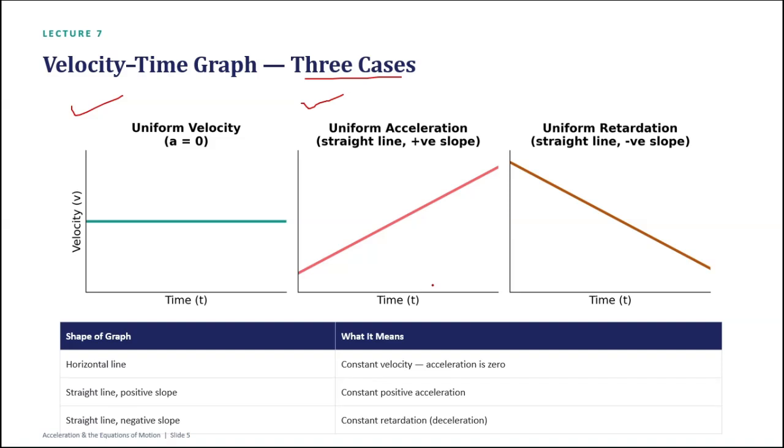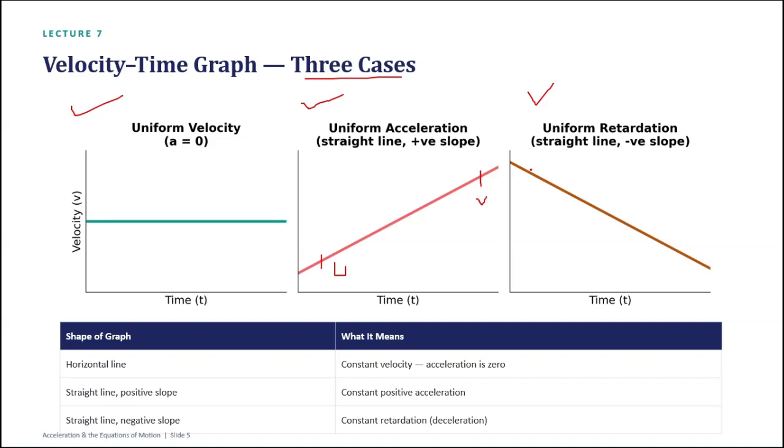Now in the second case, we have time on the horizontal axis and velocity on the vertical axis. As time goes on, the velocity is increasing linearly in a straight line. Increasing velocity in a straight line with a positive slope tells us that the object is accelerating. This is an example of uniform acceleration. Why? Because this is the final velocity v, and this is the initial velocity u. So v is greater than u, and this is positive acceleration, uniform acceleration with a positive slope.